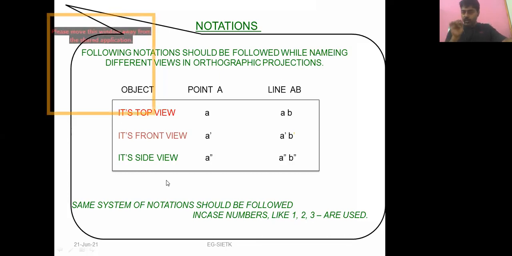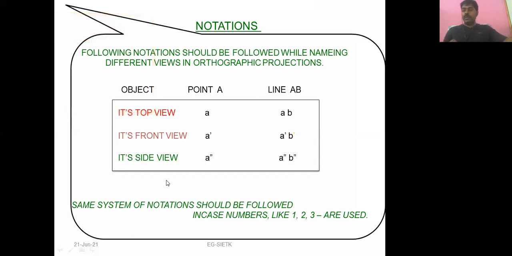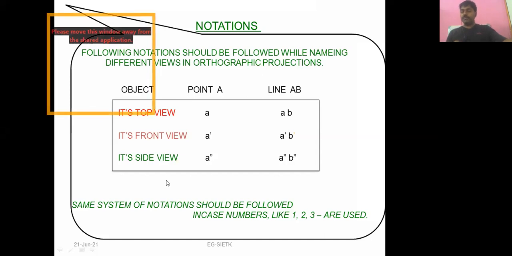In the projection of points, a point will always be represented by capital A, capital letters only. Points will always be represented by capital letters only. Example, capital A, capital B, capital C, capital D, like this. Has everyone finished writing? Now coming to the next one, write below.